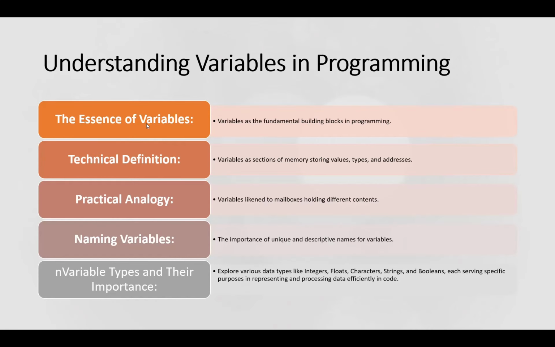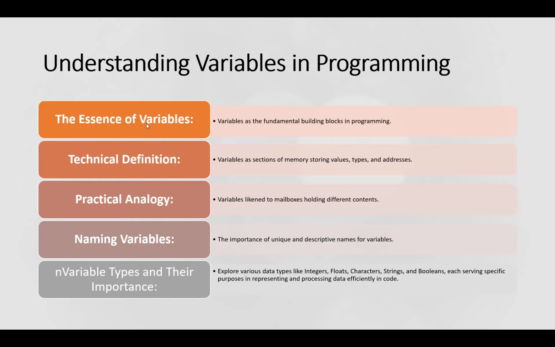Think of variables as the atoms of programming. Just as atoms are the basic building blocks of matter, variables are the fundamental units that make up a program. They are the starting point, the essential ingredients without which a program simply can't exist. So now let's get technical for a moment.